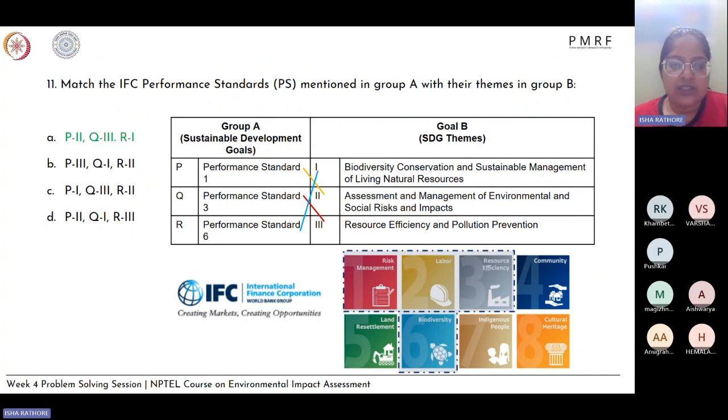So the other standards in IFC are standard 2, which looks at labor, standard 4, which looks at community, 5 looks at land resettlement, 7 looks at indigenous people, and 8 looks after cultural heritage.